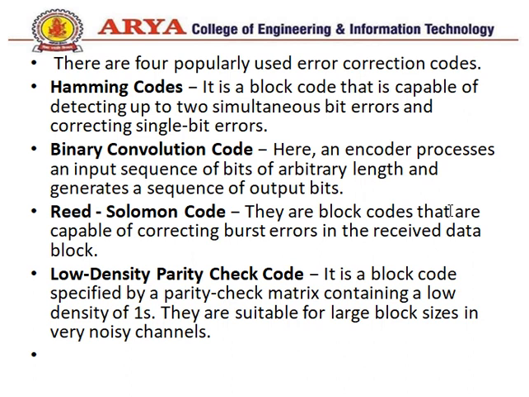They are block codes that are capable of correcting burst errors in the received data block. Last is the low density parity check code. It is a block code specified by a parity check matrix containing a low density of ones. They are suitable for large blocks in very noisy channels. So this was all about the forward error correcting method.